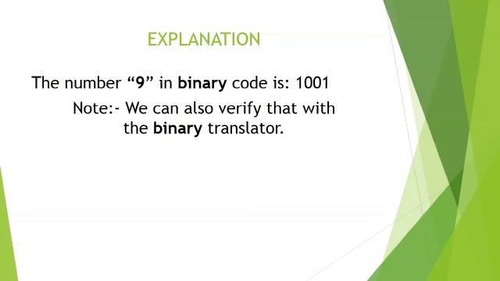For example, the number 9, which we all know mathematically, is equivalent to 1001 in binary. Whatever you study in maths, that is 1, 2, 3, 4, that is all the decimal numbers. But in binary, they have only the code in the form of 1 and 0 or the combination of 0 and 1s. So we need a binary translator to verify it.